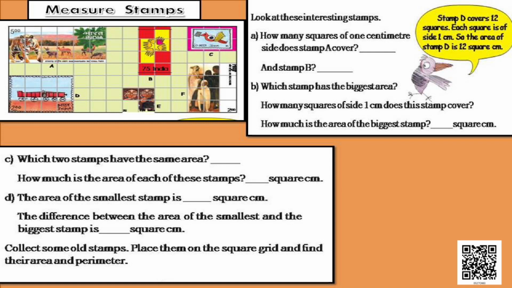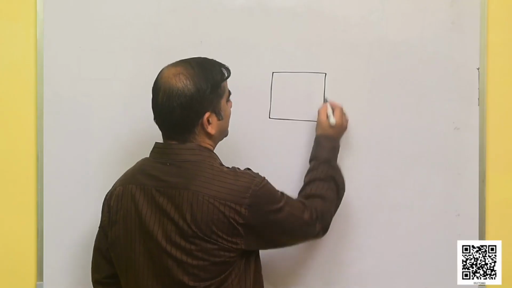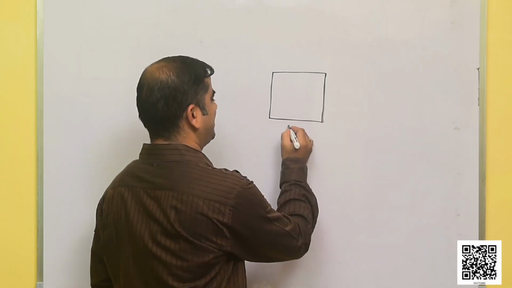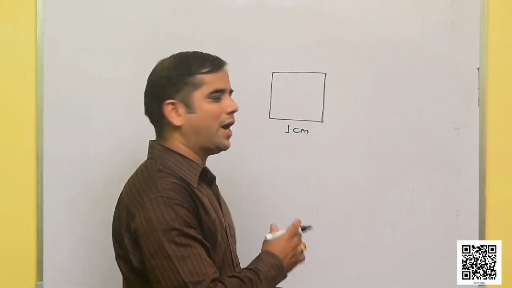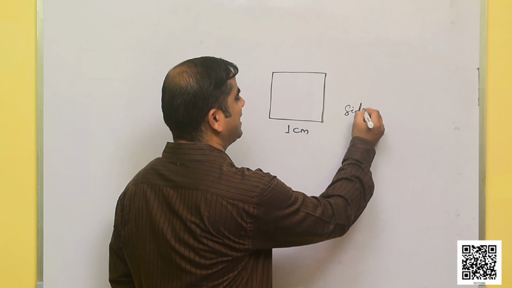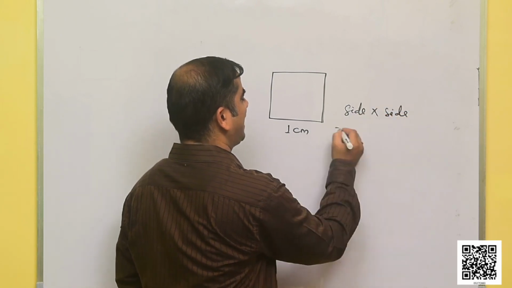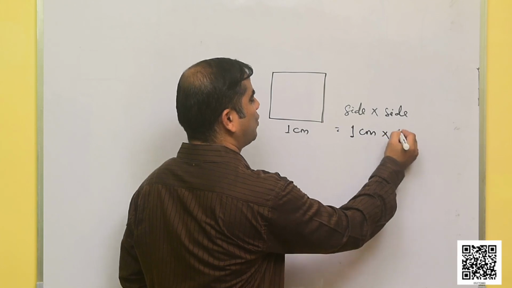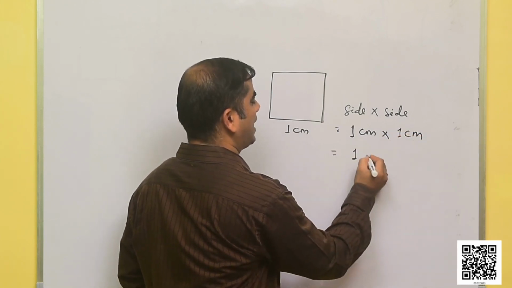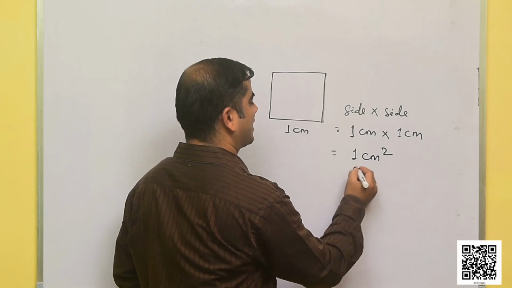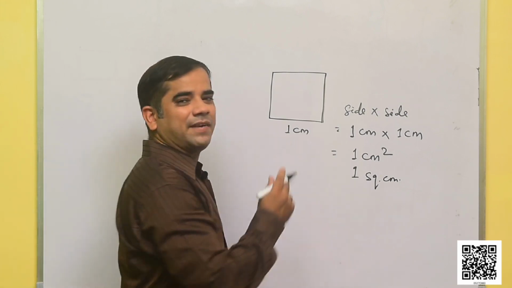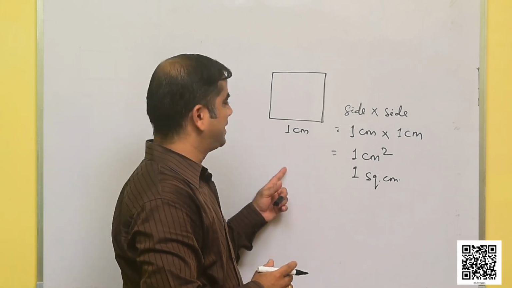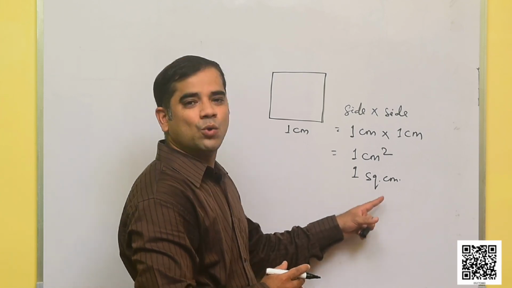So what is area? Area is nothing but space occupied by an object. Suppose this is a square of size 1 centimeter. Okay. So area occupied by this square is nothing but side into side, that is 1 centimeter into 1 centimeter or 1 centimeter square, or I can write 1 square centimeter. That means if a square is having length or side of 1 centimeter, its area is 1 square centimeter.